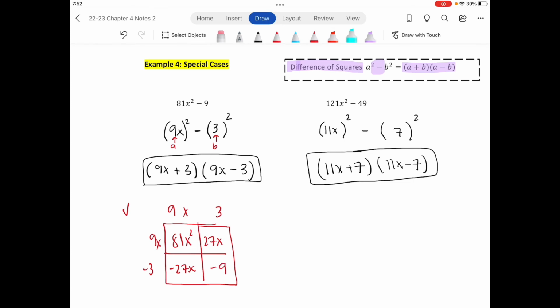Looking for our common terms, we have 27x minus 27x. So these actually cancel each other out. All we're left with now is 81x squared minus 9. This is the same thing that we started with. So we can see it's really important that we have one term that ends up being negative and one that ends up being positive, because then they're going to cancel each other out to get us back to where we started.